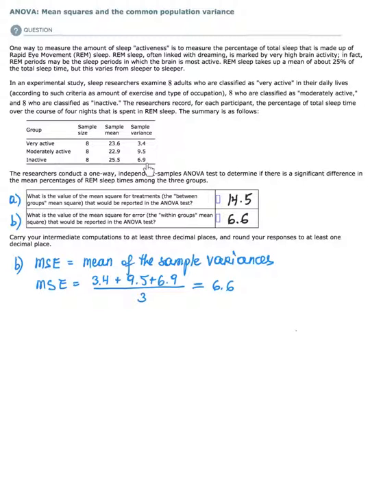So you need to take the sample variances given to us of 3.4, 9.5, and 6.9, add them together, divide by 3 to find the average of these three quantities, which happens to be 6.6, and you found your answer.